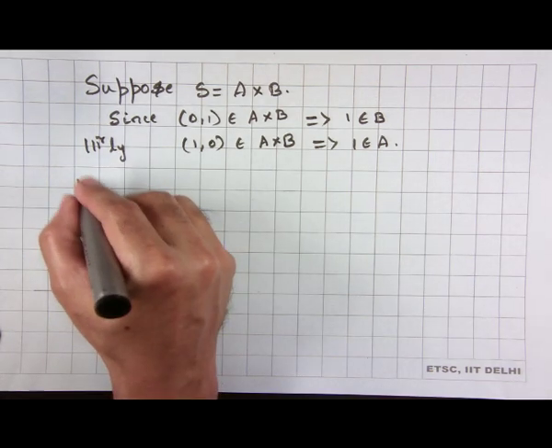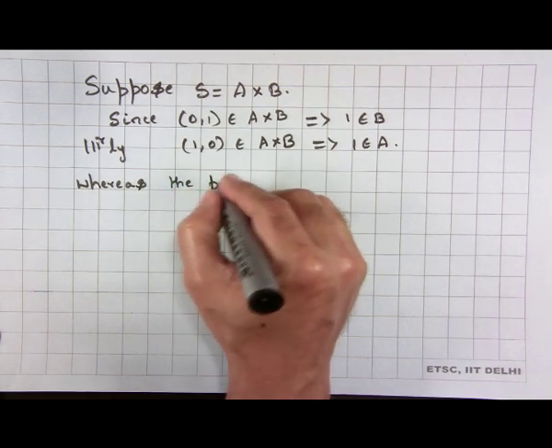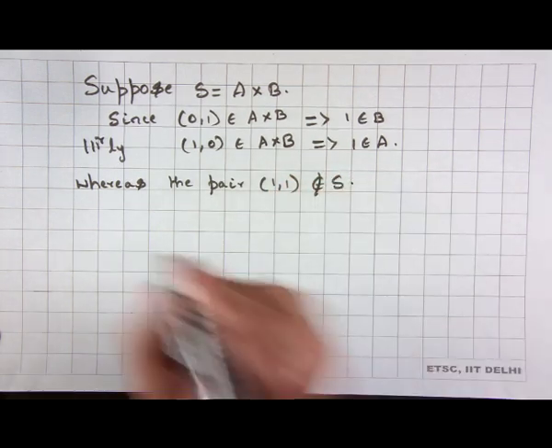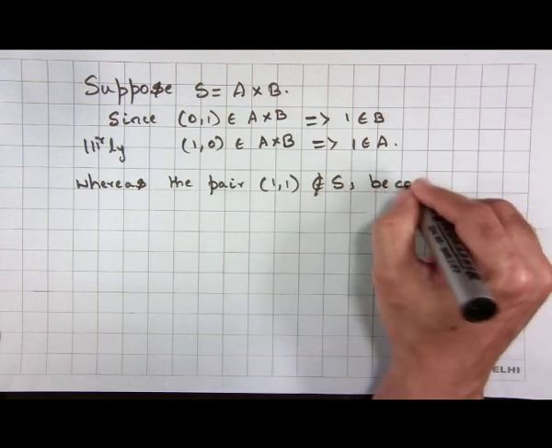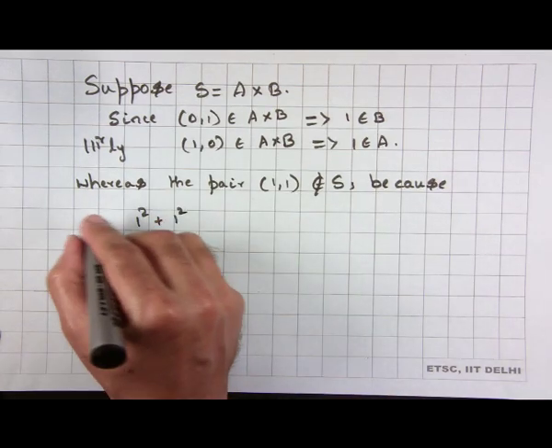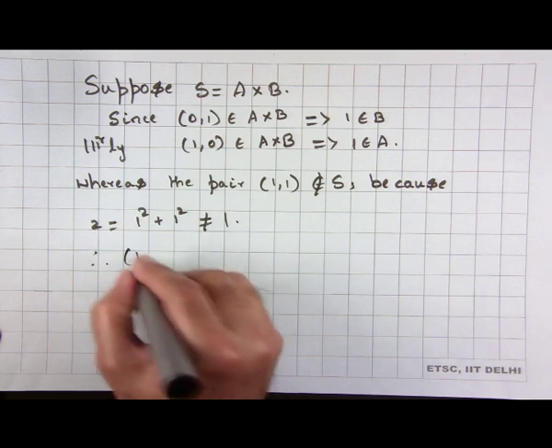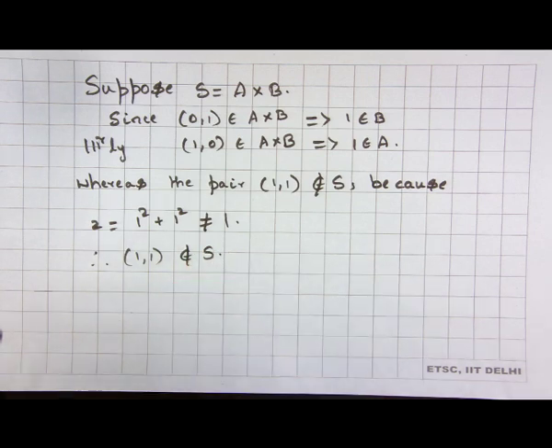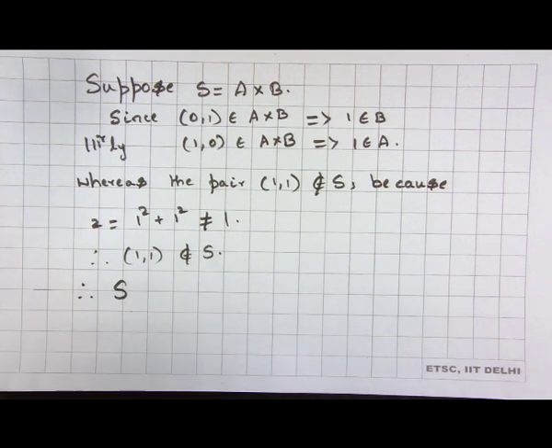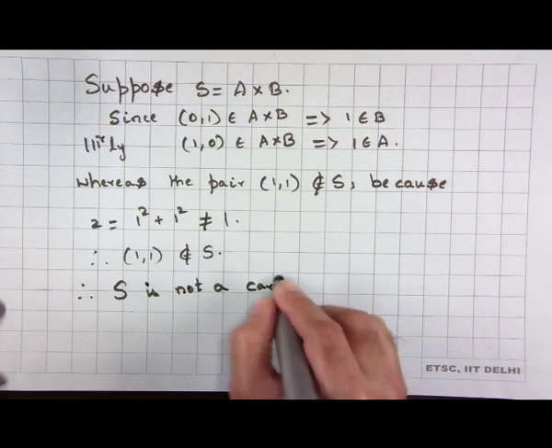whereas the pair 1 comma 1 does not belong to S, because why is it so? 1 square plus 1 square, which is in fact 2, is not equal to 1. Therefore, 1 comma 1 does not belong to S. Therefore, S, that is the set of all pairs which lie on the circle, is not a Cartesian product of two sets.